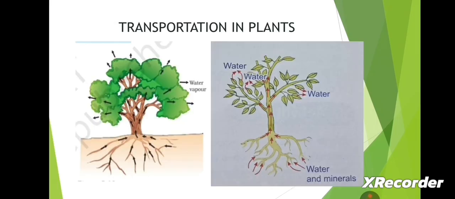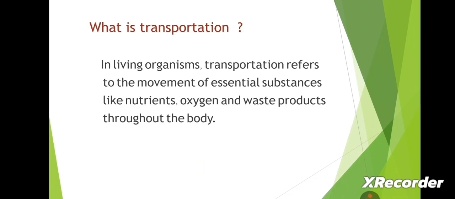Now in this video we will learn about transportation in plants. This is a portion of class 10th chapter Life Processes. In my previous video, I explained transportation in human beings. So again, what is transportation? In living organisms, transportation refers to the movement of essential substances like nutrients, oxygen and waste products throughout the body.